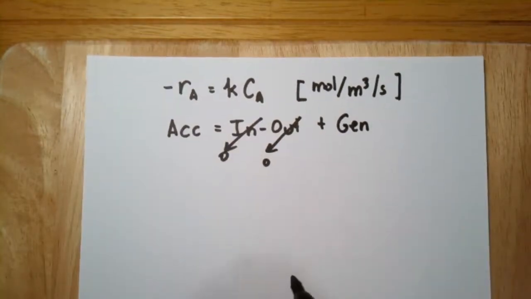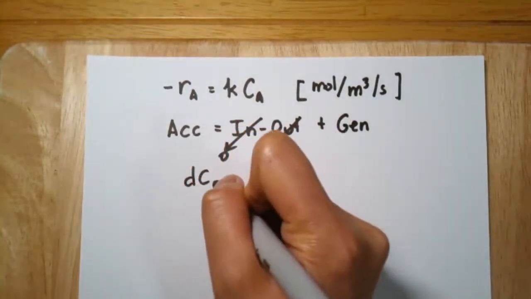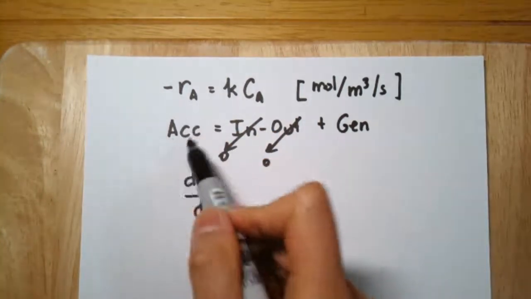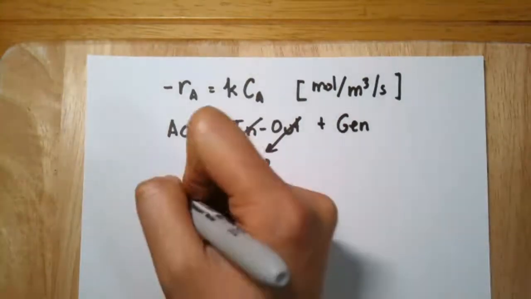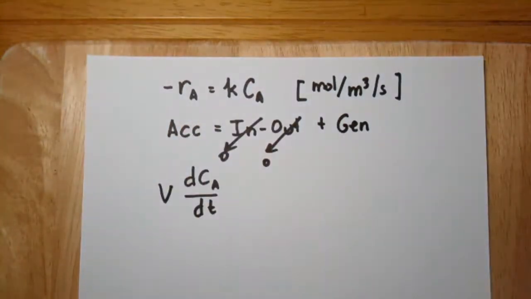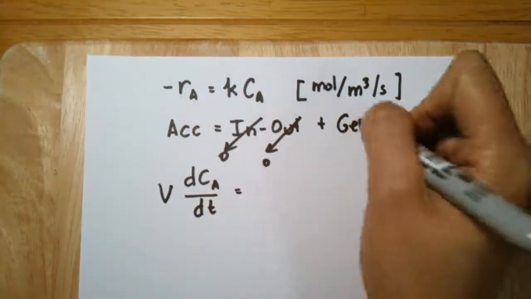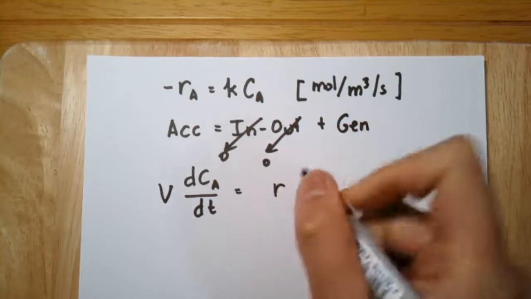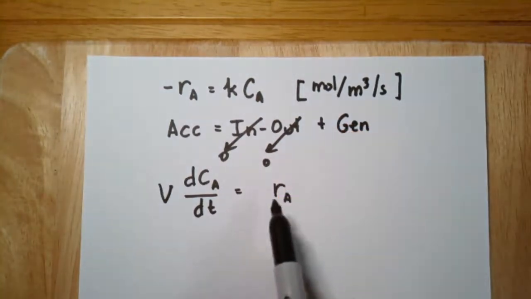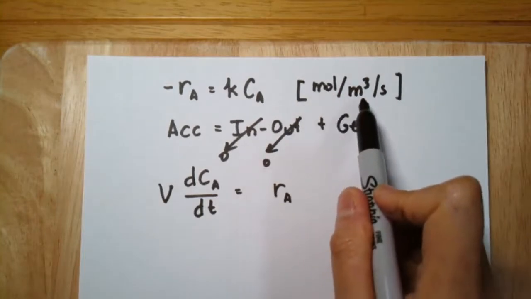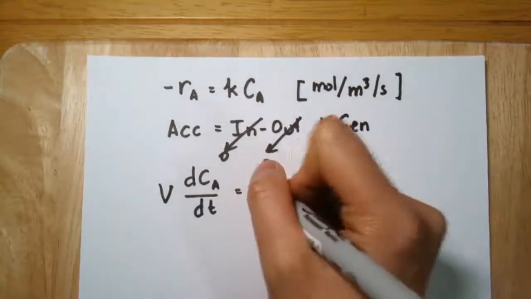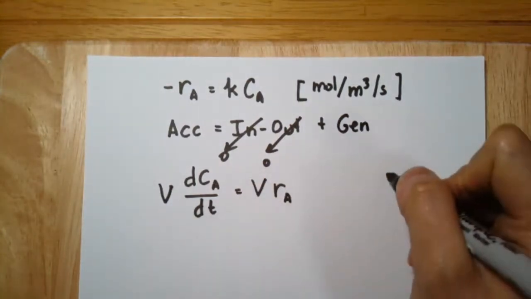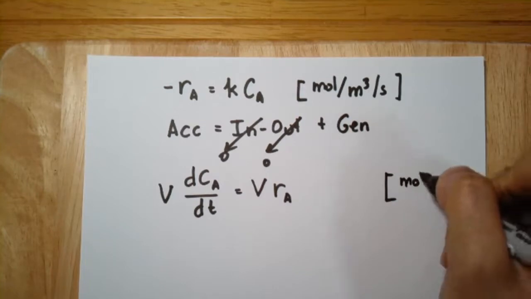So the accumulation term is the change in the concentration of A with time. But I would like the unit of this to be mole per second, so I need to multiply this by the volume. This is equal to the generation term, which is the rate of consumption, RA. The units of this are mole per cubic meter per second, so again I need to multiply by the volume so that the units of each term are mole per second.